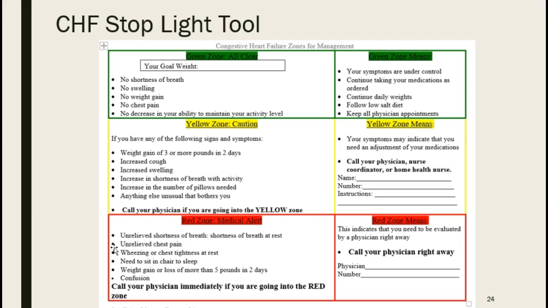And they might even have to consider, if they're really struggling, they should call the doctor, but they may send them to the ED, especially if there's confusion involved and dyspnea that's not being able to be controlled. So we just know that those patients who are in the red zone are really in danger. If we can catch them when they're in the yellow zone, we can quickly get them back to that green zone so that they can stay home.